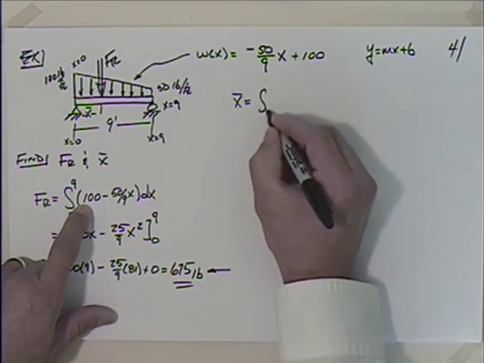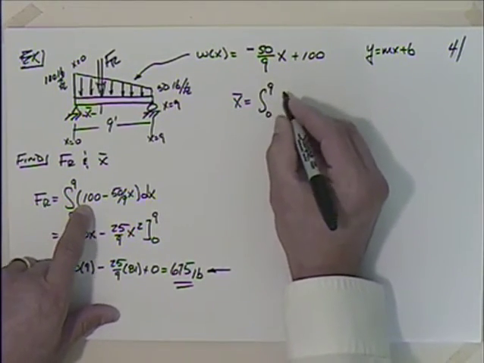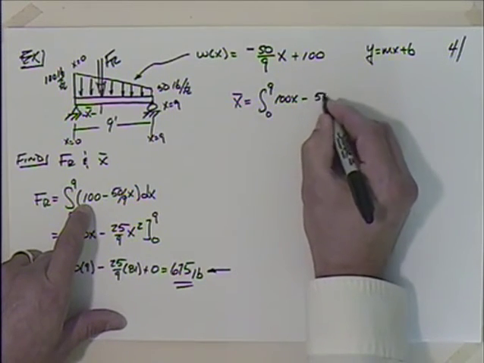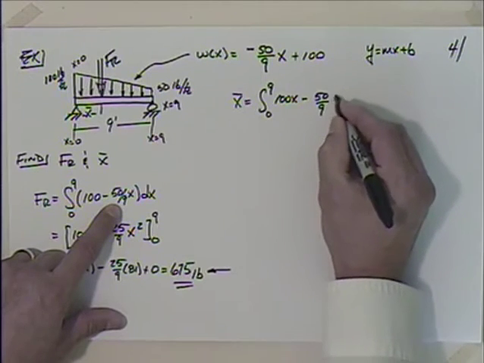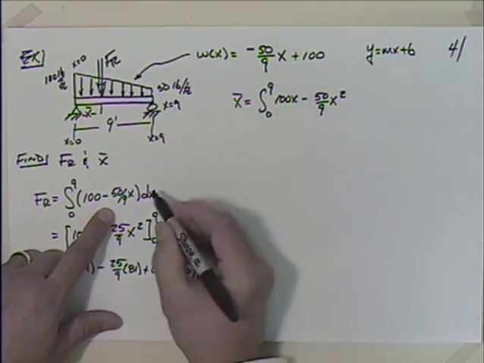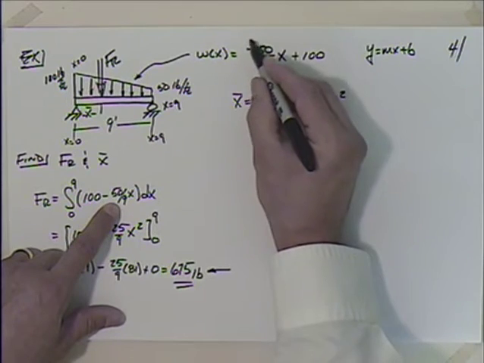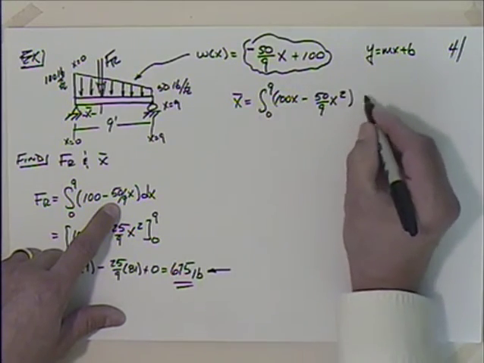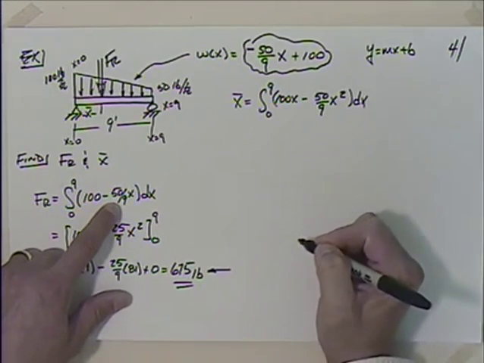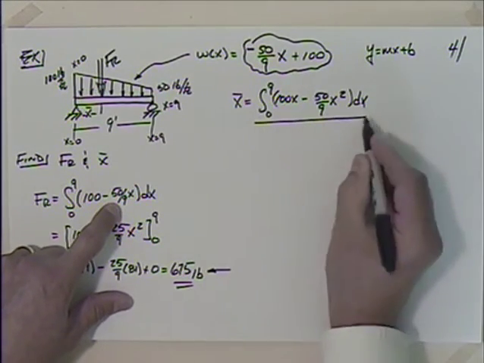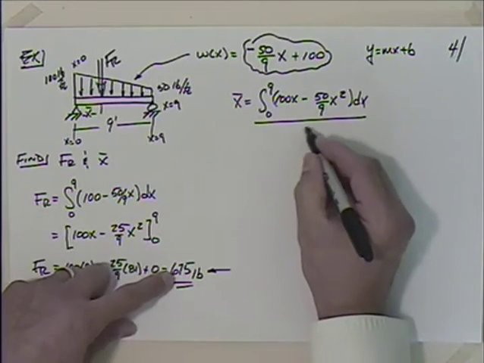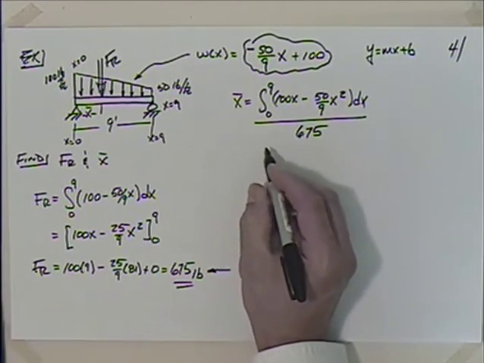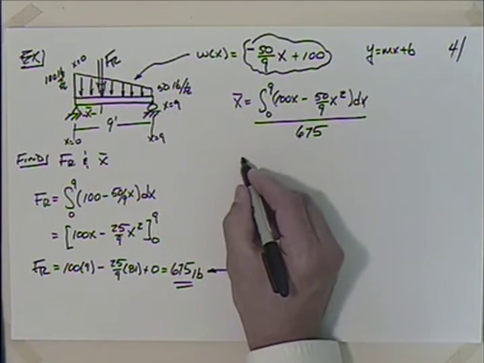The integral from 0 to 9 of 100x minus 50 over 9 x squared. I've essentially taken this and multiplied it by x. I have then dx there. And then I have to divide this by what? This thing, which is 675. So when I go through this, I'm going to come up with what?